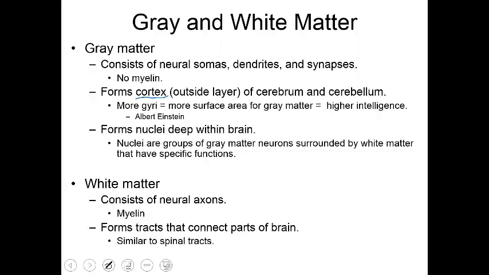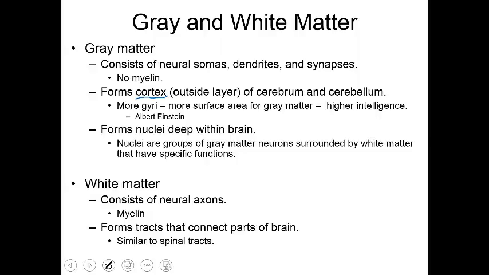Now, the thing is, the observations are that the more cerebral cortex, or the more gray matter you have, the higher IQ you seem to have. So Albert Einstein had quite a bit of gray matter in his brain.